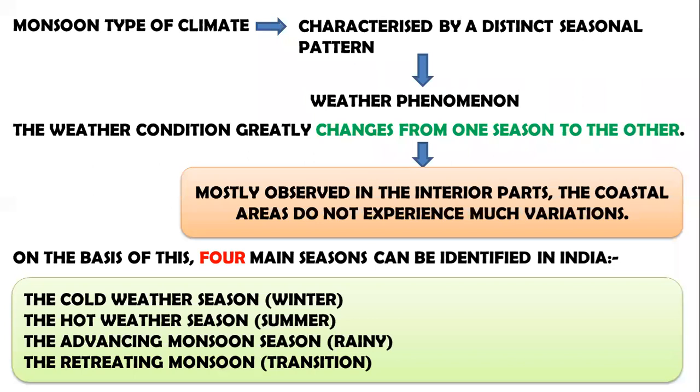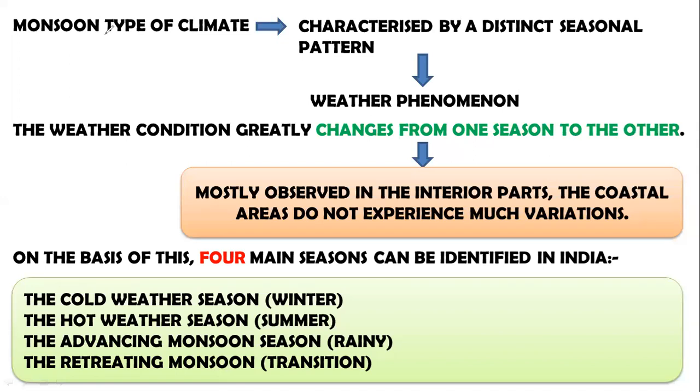Now monsoon type of climate is characterized by a distinct seasonal pattern. India falls under the category of monsoon type of climate, but it doesn't mean that it is raining throughout the year. No, there are variations in weather, there are changes, and it is thus characterized by a different seasonal pattern, and it is based on weather phenomena.